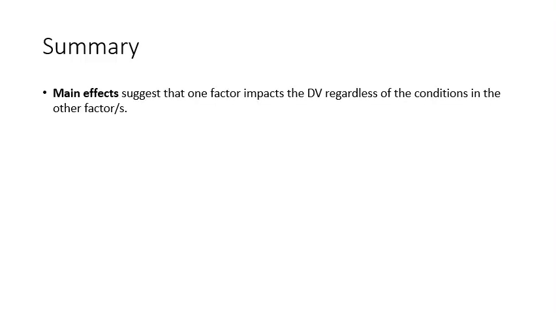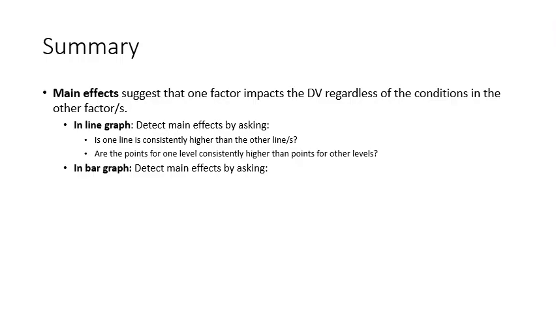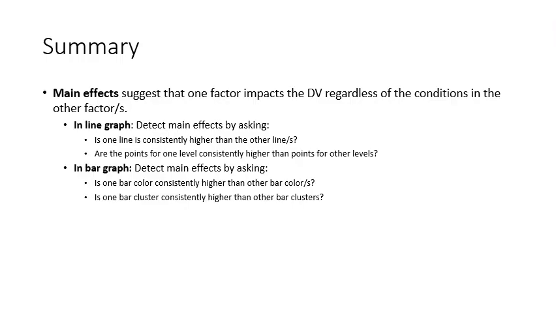So in summary, reviewing what we learned in this entire couple lectures, main effects suggest that one factor impacts the DV regardless of the conditions in the other factors. We can detect main effects in the line graph by asking if one line is consistently higher than the other line, or if the points for one level are consistently higher than points for other levels. And in a bar graph, we detect main effects by asking if one bar color is higher than the other bar color, or if one bar cluster is consistently higher than the other bar clusters.